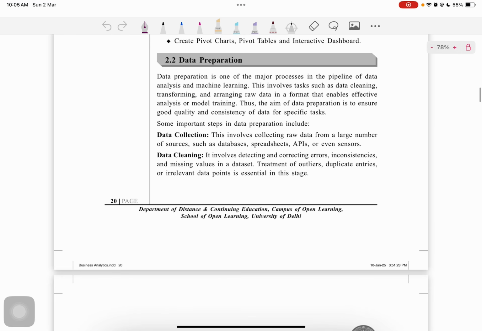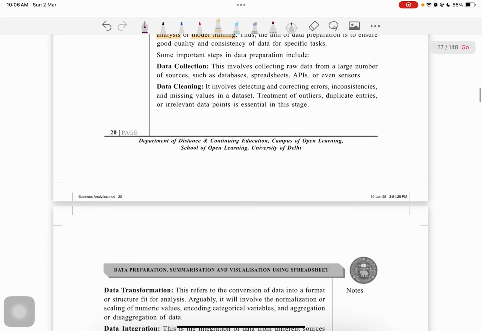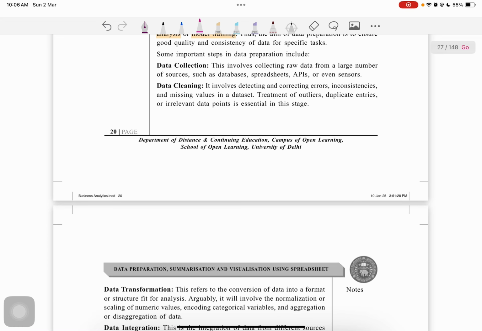First of all, talking about data preparation, it is one of the major processes in the pipeline of analysis of machine learning. It is the most basic step of analyzing the data. It further involves many steps like data cleaning, transforming them and arranging raw data in the format that enables effective analysis or good model training. So as we talked about the steps of data preparation, let's talk about more in detail.